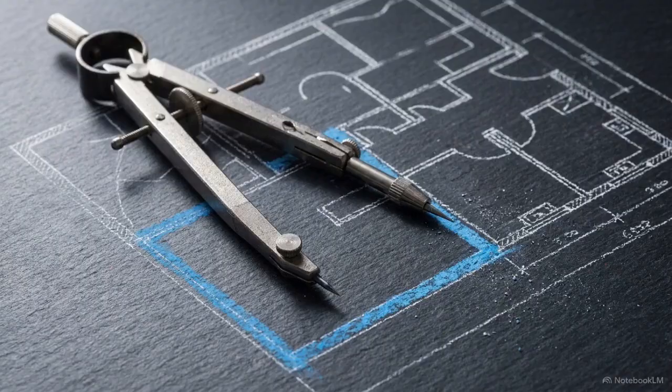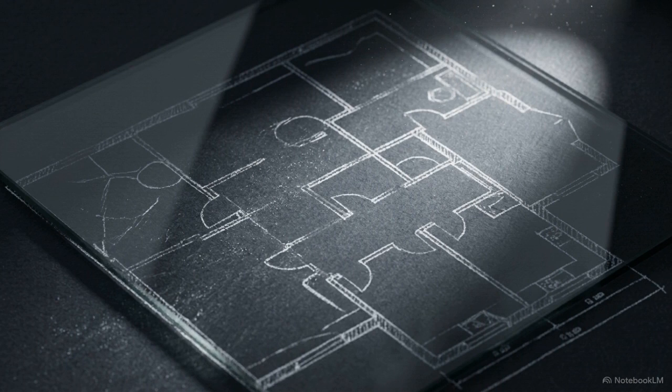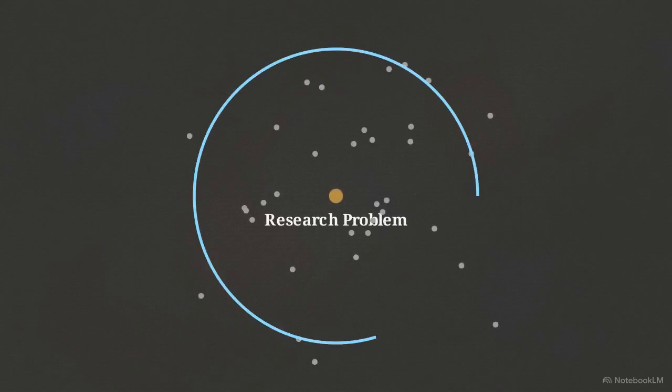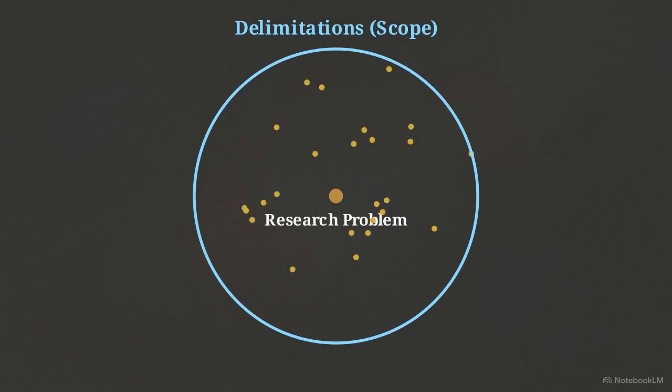A precise problem statement naturally leads to the necessity of boundaries. You have to eliminate any possibility of misunderstanding by clearly defining the limits of your research. This involves establishing your delimitations, or scope. This is a perimeter fully controlled by the researcher to keep the study manageable.